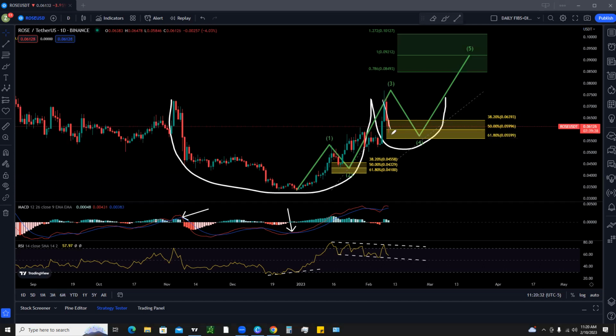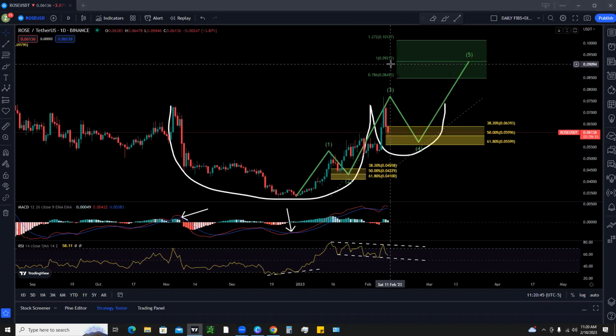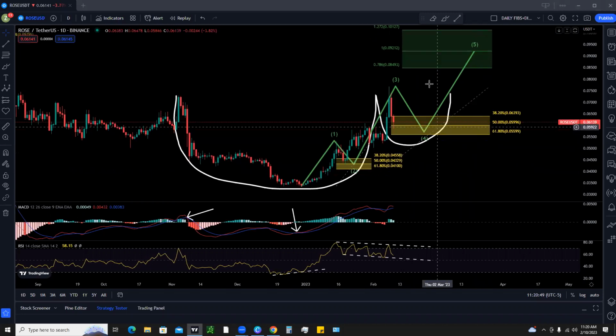If we can come down and find support at these levels, we have the potential of pushing up higher and hitting our bullish price targets up above of 0.0849, 0.0921, and also 0.1012. All right, but there's still a lot of work to be done for that to happen.